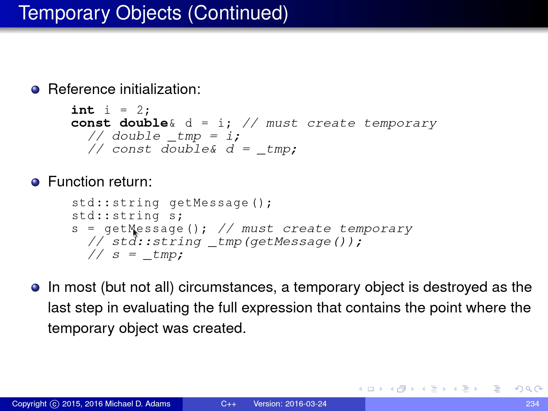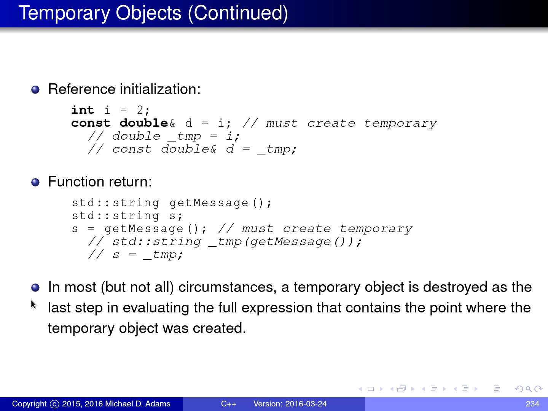So in effect, this line of code here gets translated into the 2 lines that appear in the comments below. The compiler will generate a temporary object, which I'm denoting by _temp. It will then initialize this temporary object with the return value from the getMessage function. And then this temporary object will be used for the assignment operator to assign to s.